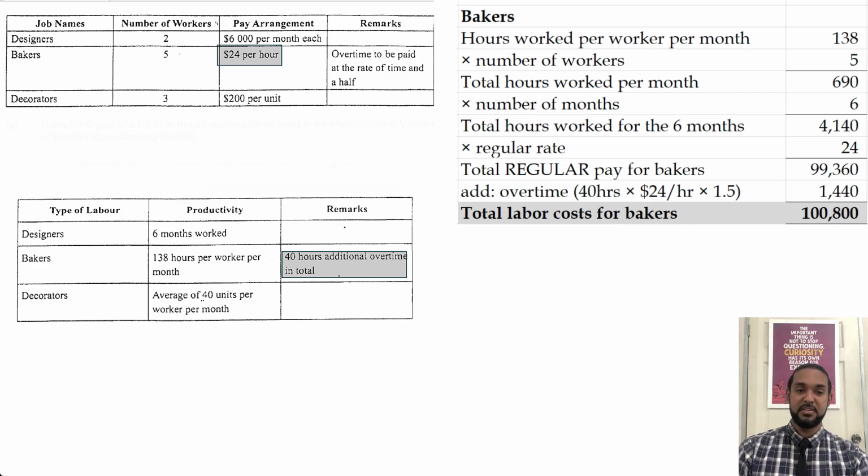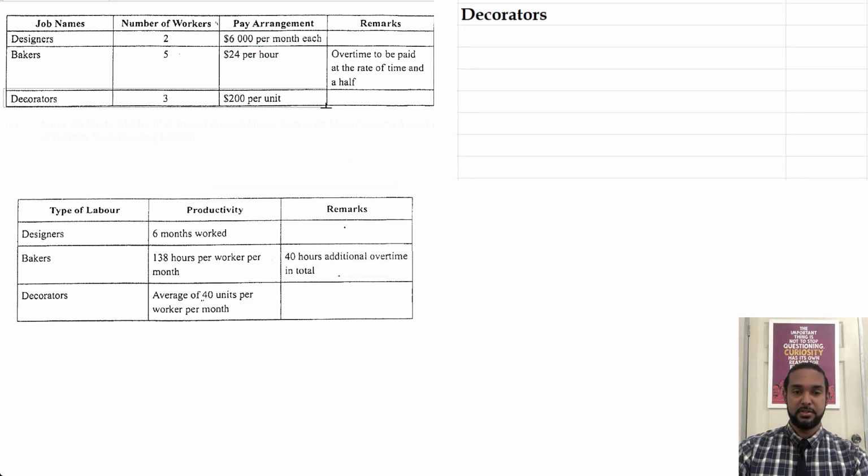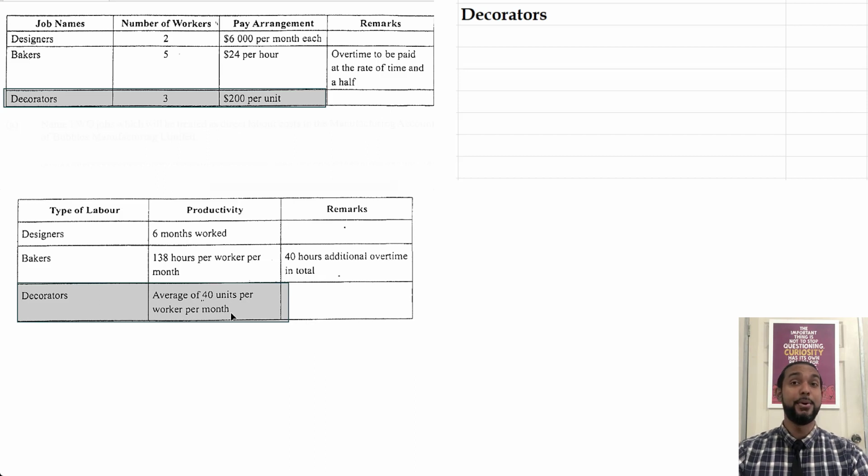And finally, we have the decorators. Let's just double check the decorators information. It says we have 3 decorators and we pay them $200 per unit. So per cake, they are paid $200. Down here, it says decorators, average of 40 units per worker per month, for 6 months. So let's get that calculation rolling.